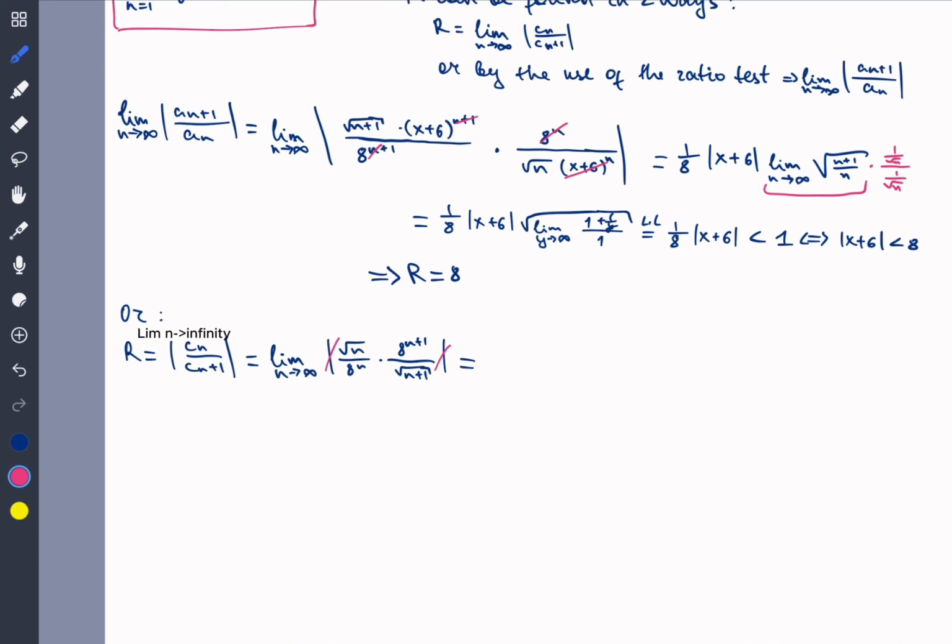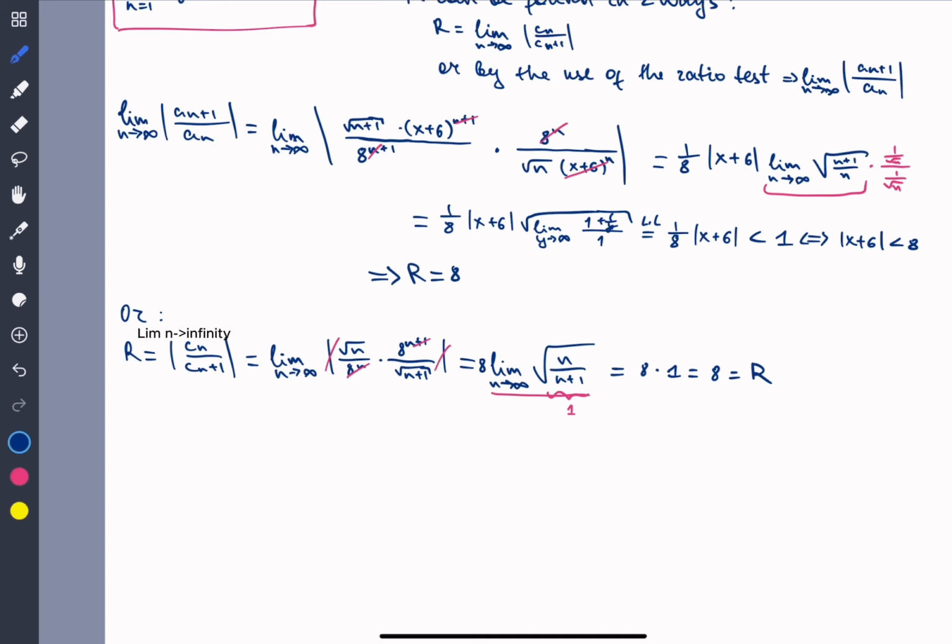We can cancel the absolute value here because n is tending to positive infinity. Also cancel the powers of 8, we get 8 times limit as n tends to infinity of square root of n over n plus 1, which is just 1. So the answer is 8.